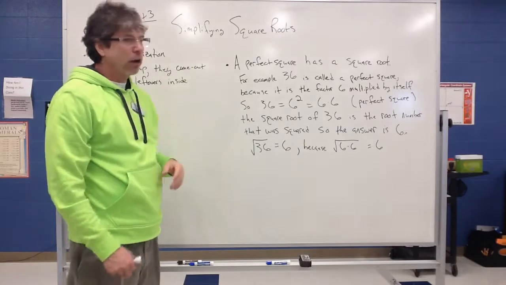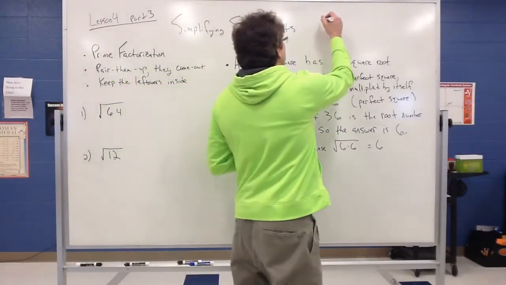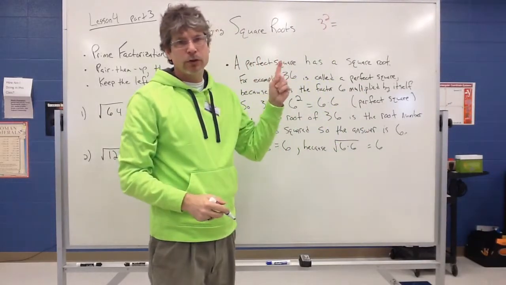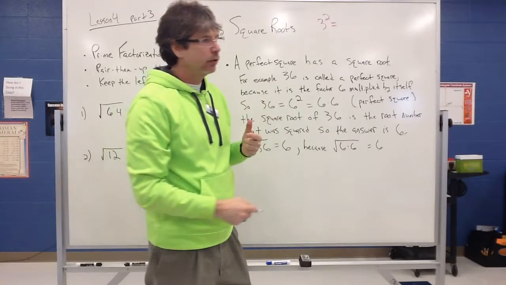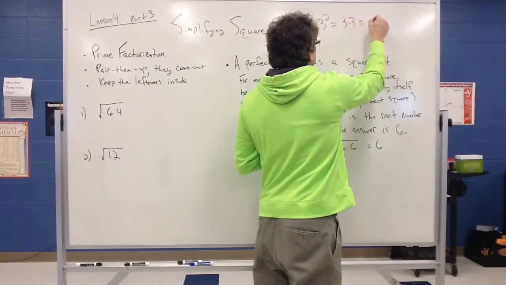Again, square roots are closely related to squaring a number. So when we give you 3 squared, we know that power of 2 means to multiply 3 by itself. It means 3 times 3, which in turn would be 9.